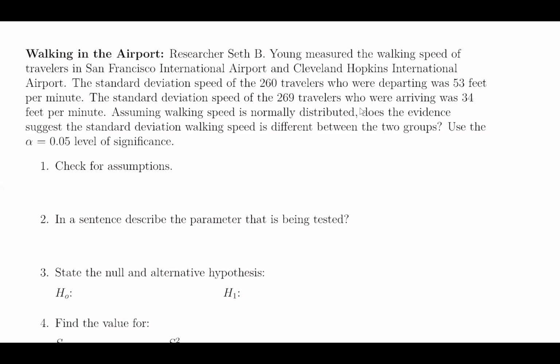All right, so for this one, if you look at the problem, since they tell us to assume the walking speed is normally distributed, let's check out this assumption. So we could say we have a normal distribution. So for this one, we don't have to check anything because essentially we already know it's normally distributed.